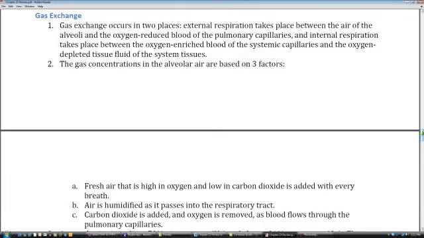Okay, we're ready for the section on gas exchange. Remember that gas exchange is the diffusion of oxygen in one direction and carbon dioxide in the opposite direction. It occurs in two places, in the lungs and in the systemic tissues.